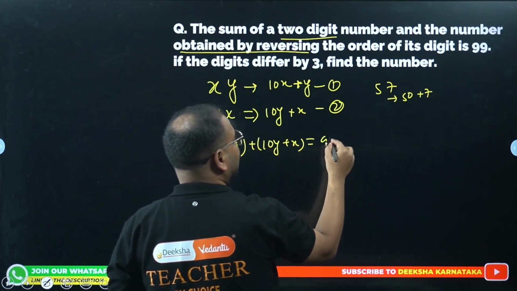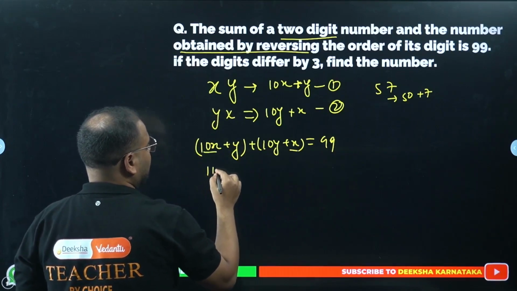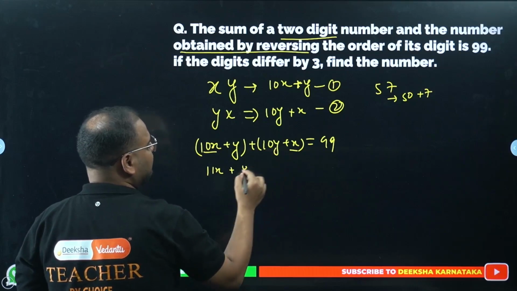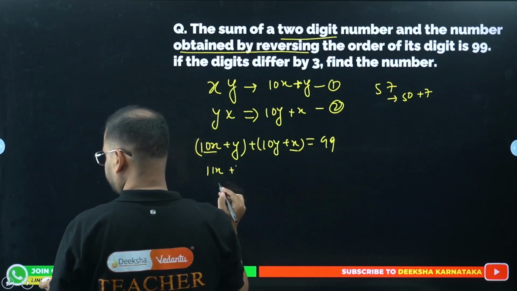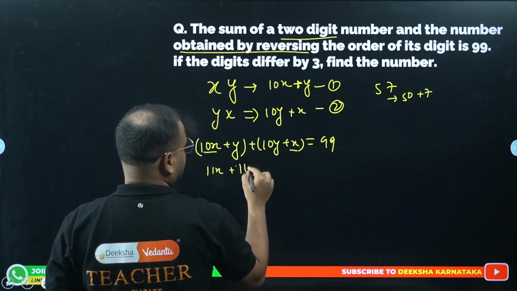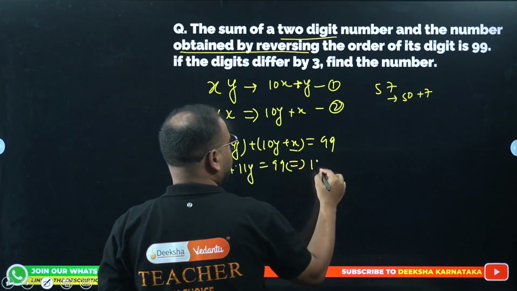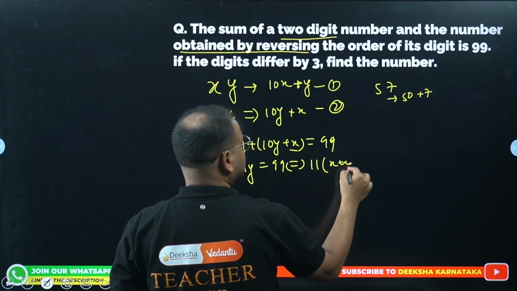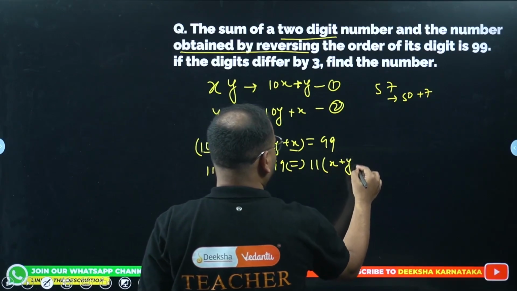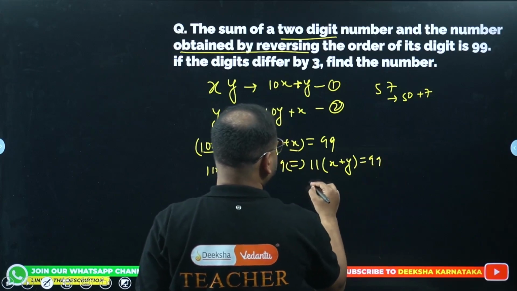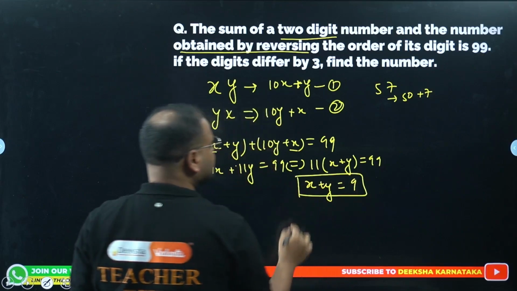is equal to 99. Simplify it. 10x and x make 11x, y and 10y make 11y, equal to 99. Take 11 common: 11 times (x plus y) equal to 99. So x plus y is equal to 9. My first equation is covered.